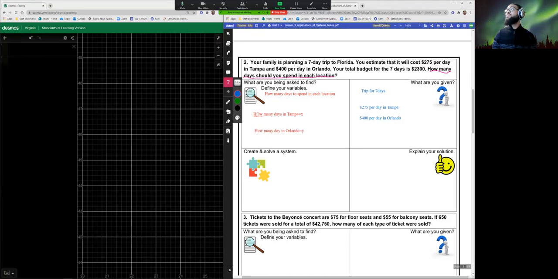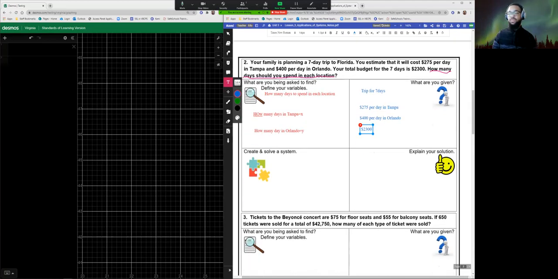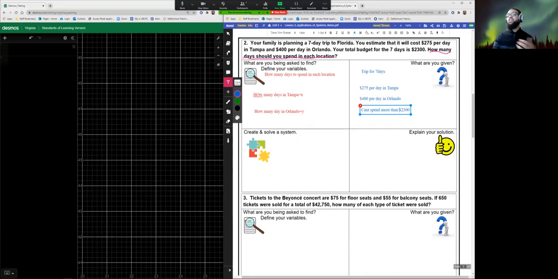And then we have a total budget. We can't spend more than $2,300, okay? All right, can't spend more than $2,300. And so now we're going to create a system to solve. And here's one that can be a little bit tricky, but if you get going in the right direction, we won't fault you too much on it.